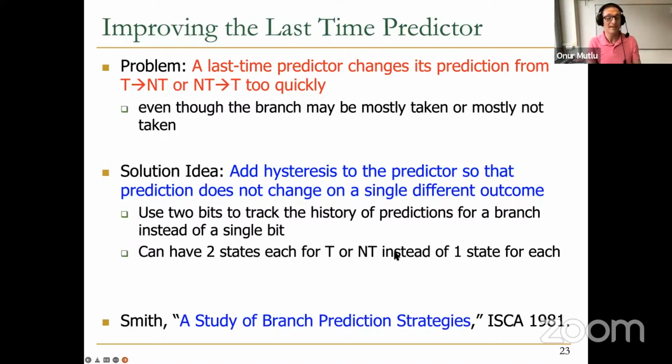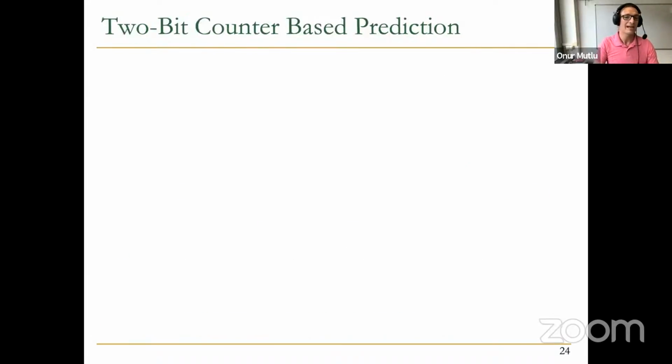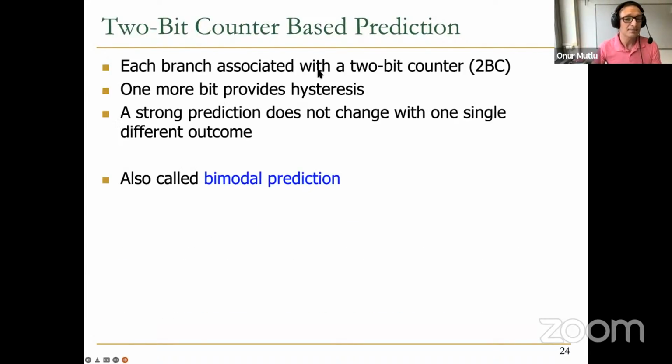This was proposed by the seminal paper by Jim Smith, which was the state of the art for about a decade after it was proposed, because this improved the performance of last time prediction significantly. This is called the 2-bit counter-based prediction. Essentially, each branch is associated with a 2-bit counter. 2 bits are not magic. It could be 3 bits. You can add hysteresis with any number of bits, as we will see. But even adding 1 more bit provides hysteresis.